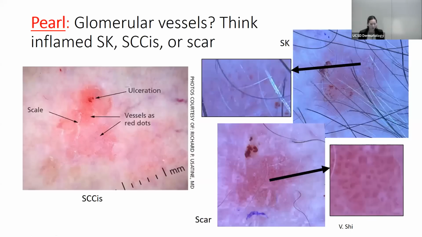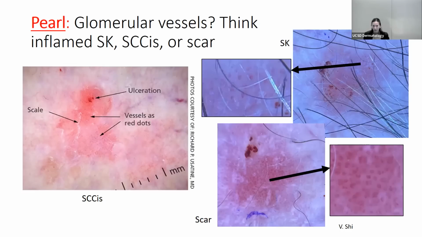Okay, that's much better. Sorry. Okay, so going back to glomerular vessels, they can be seen in SCCIS, but I have noticed that there are a couple other lesions that can also show this vasculature pattern. So there's basically three main things if you're seeing glomerular vessels. It can either be an SCCIS, it could just be a very inflamed seborrheic keratosis, or sometimes you can even see this in scar. When I first started looking for these vessels, I was biopsying a lot of scars, thinking that they might be SCCIS.